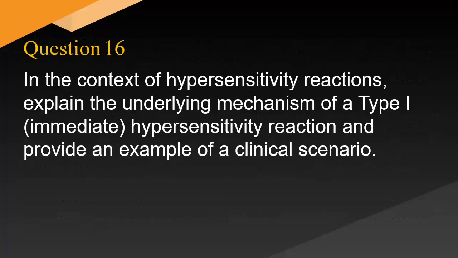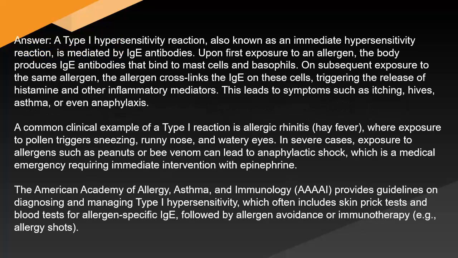In the context of hypersensitivity reactions, explain the underlying mechanism of a type I immediate hypersensitivity reaction and provide an example of a clinical scenario. Answer: a type I hypersensitivity reaction, also known as an immediate hypersensitivity reaction, is mediated by IgE antibodies. Upon first exposure to an allergen, the body produces IgE antibodies that bind to mast cells and basophils. On subsequent exposure to the same allergen, the allergen cross-links the IgE on these cells, triggering the release of histamine and other inflammatory mediators. This leads to symptoms such as itching, hives, asthma, or even anaphylaxis.